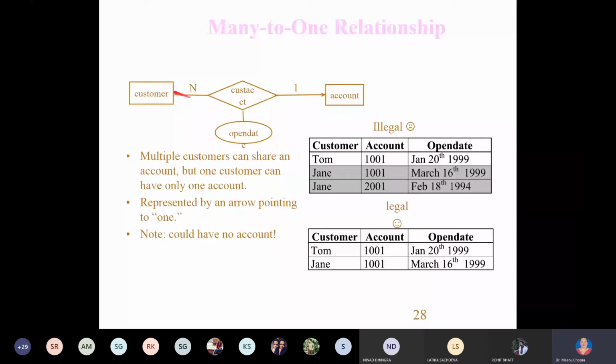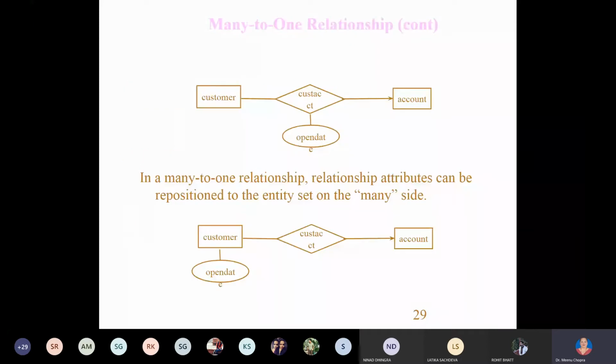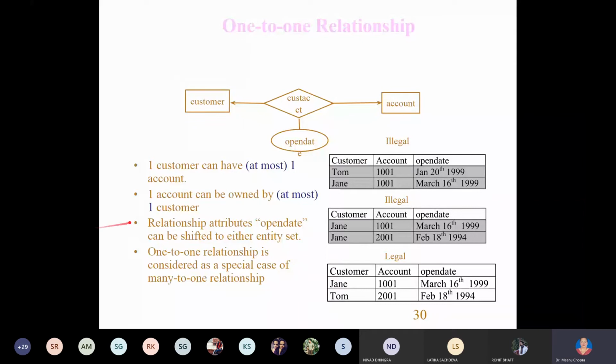Fine. Similarly, multiple customers can share an account, but one customer can have only one account. So this is the representation of many to one. It can be possible. It depends upon your database, what kind of database or what kind of things. Sometimes it may not match the real world. Similarly, for one to one, one customer has at most one account, and one account has at most one customer, and the open date is an attribute of the customer relationship.